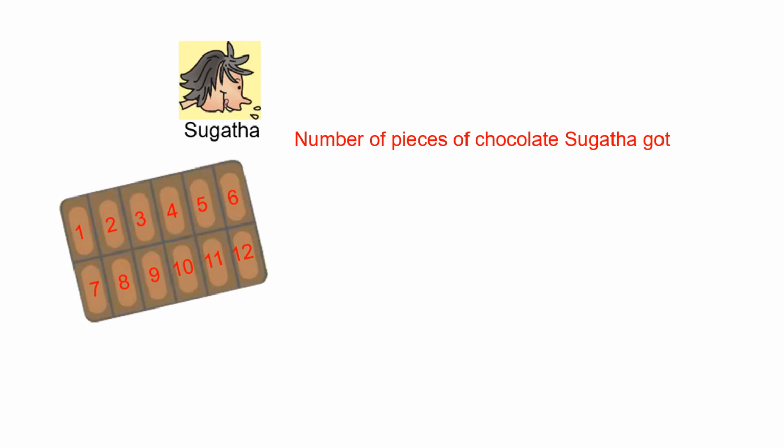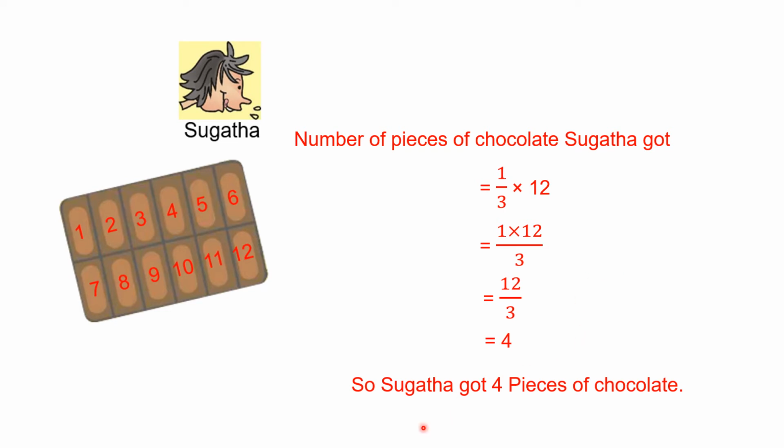Number of pieces of chocolate Sugata got. Sugata got 1/3 of 12 pieces. It equals 1/3 multiplied by 12. Multiply the numerators. 1 into 12 divided by 3. That is 12 by 3. We know that 3 fours are 12. It is equal to 4. So Sugata got 4 pieces of chocolate.